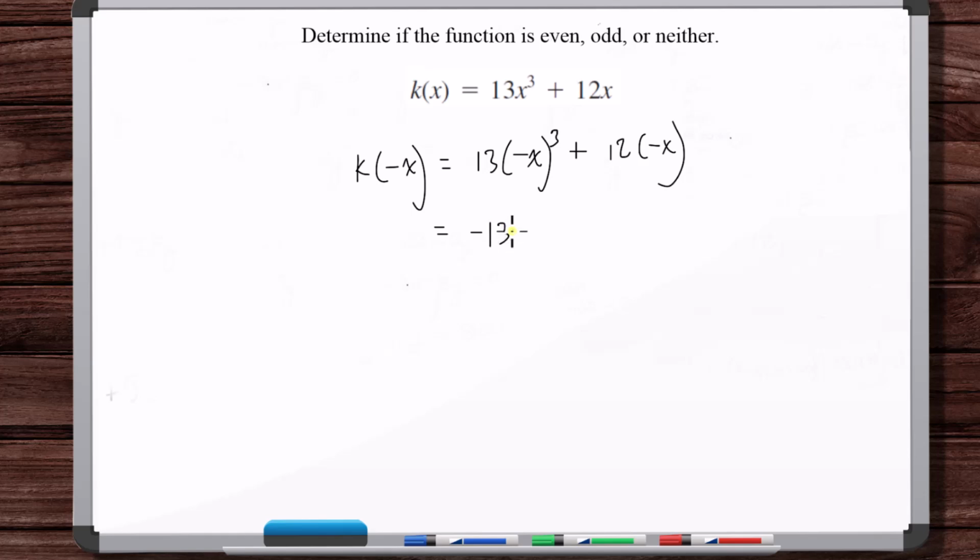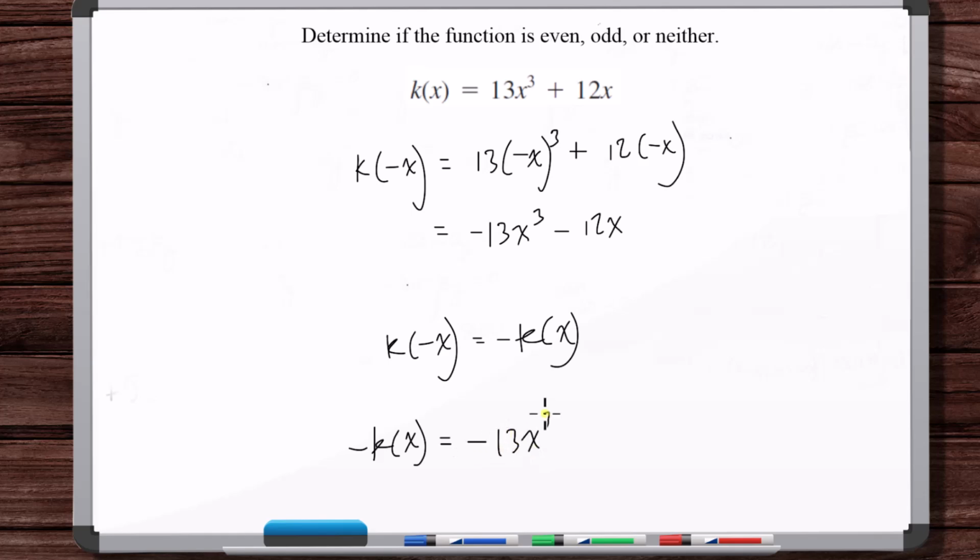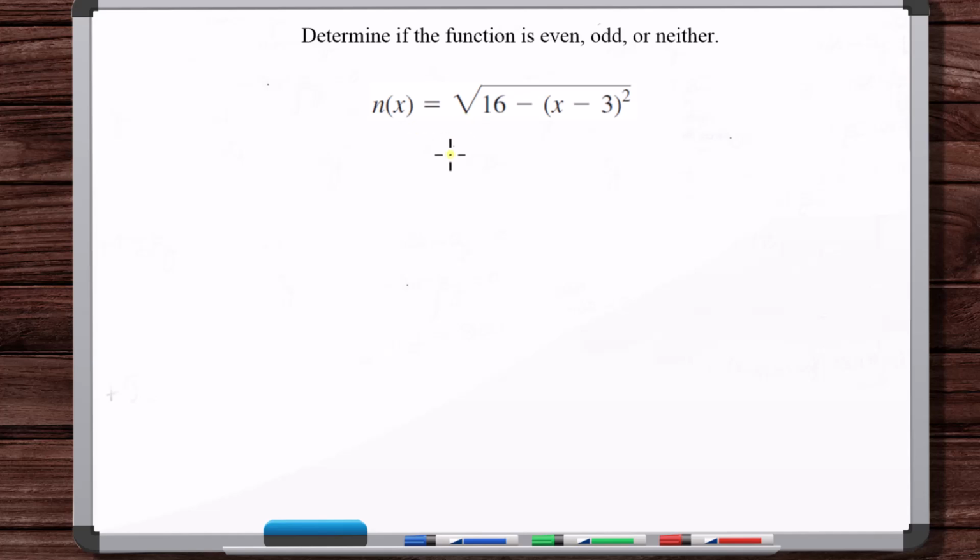Okay, let's check for even. So minus 13x cubed minus 12x. No, but if we have k of minus x equal to minus k of x, this is k of minus x. What's minus k of x? Yeah, so this is odd.